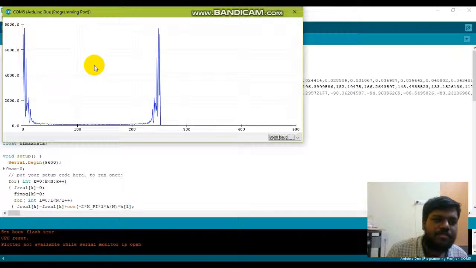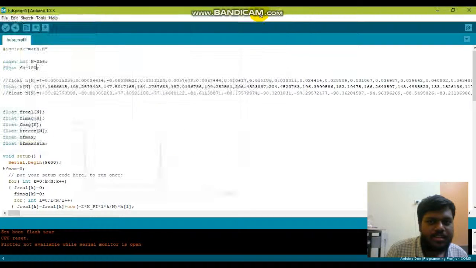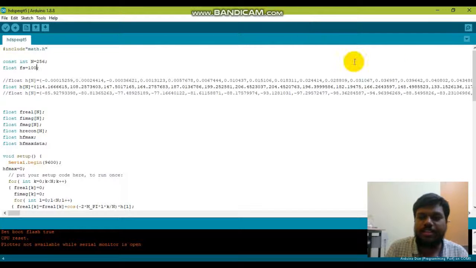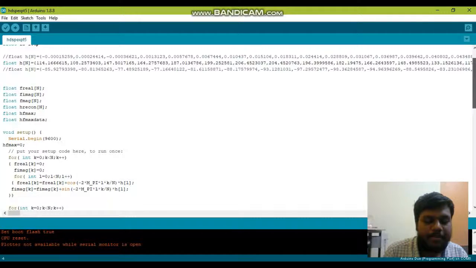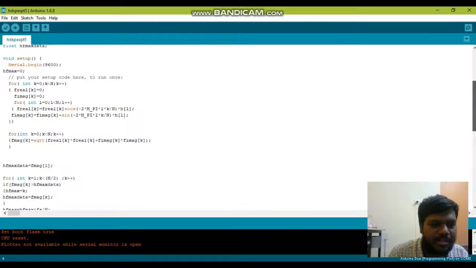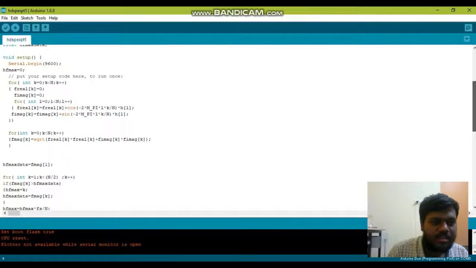Now what we have to do is filter out the very low frequencies, frequency below 0.5 Hz, and frequency greater than 30 Hz, which will also filter out the power line interference. For this part, we don't need the calculation of the magnitude, we only need the real and imaginary part. So we will comment out those portions of the code which we don't need.